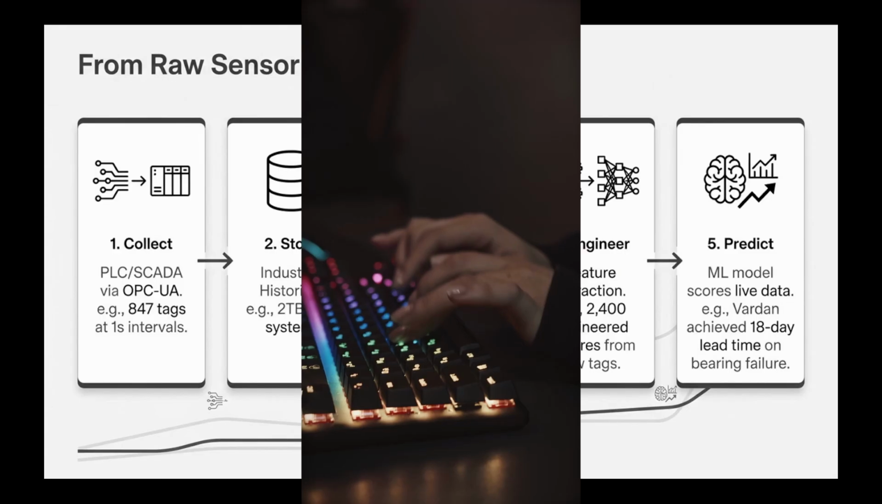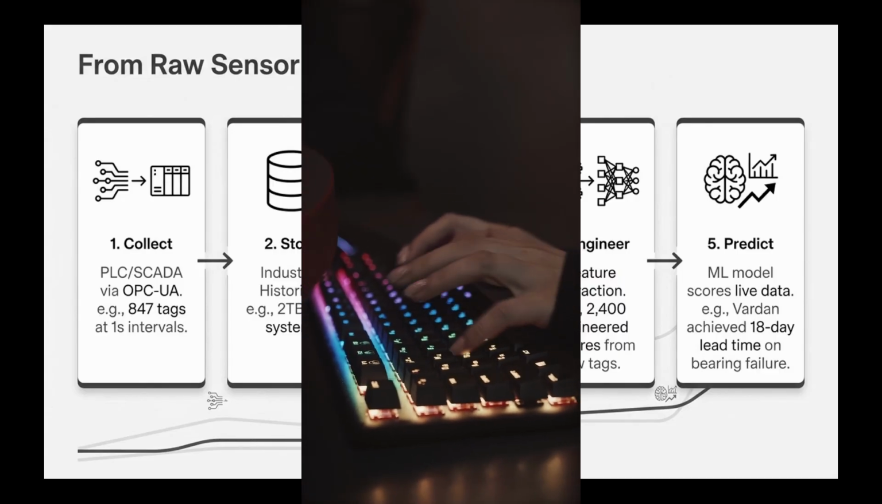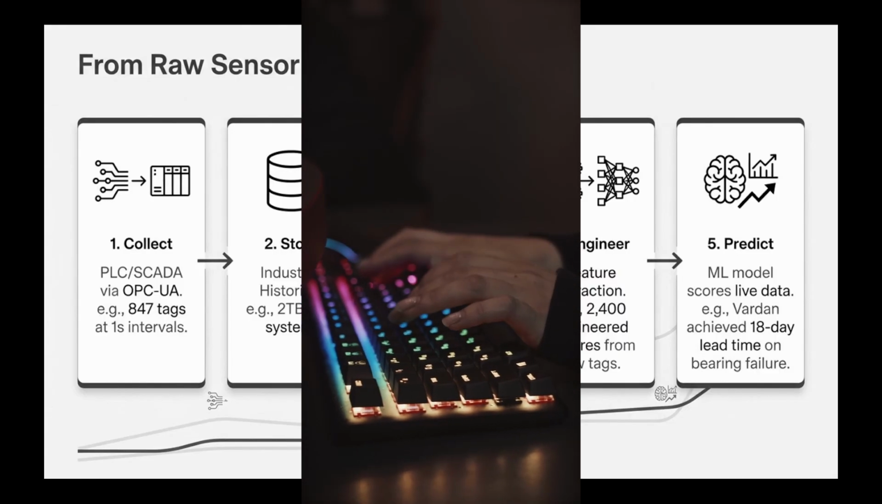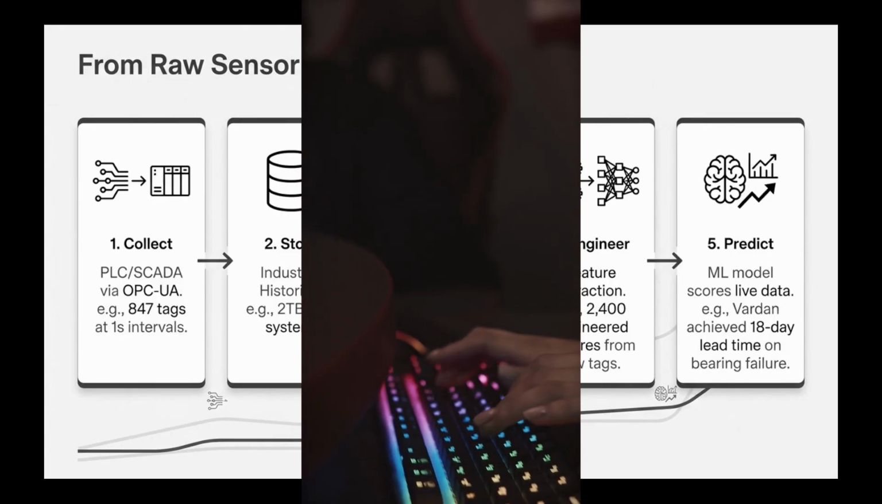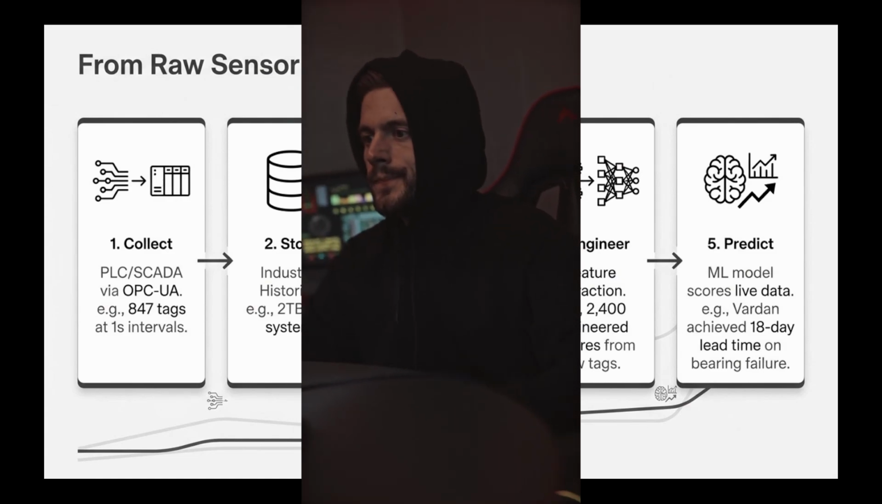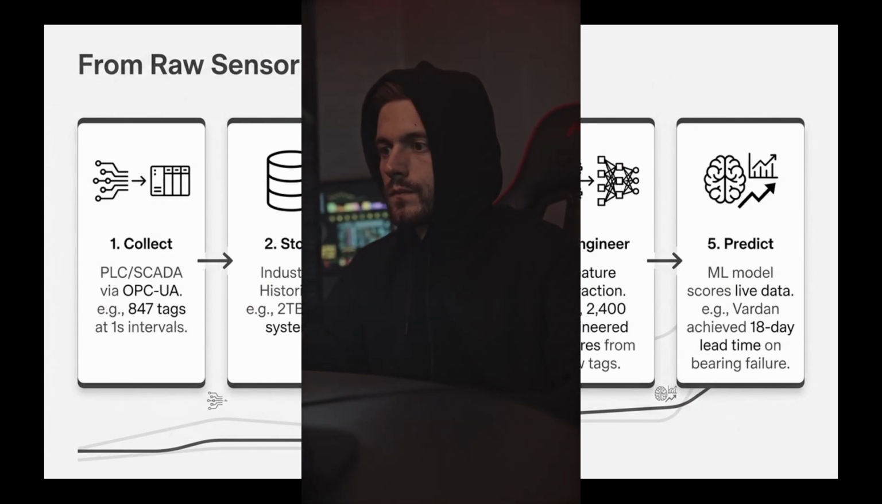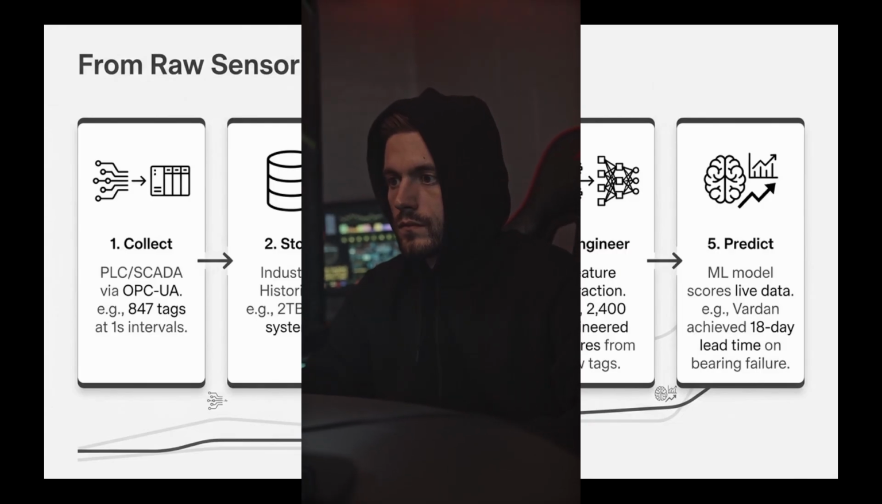Stage 2. All of that data goes into an industrial historian. It may be OSIsoft PI, InfluxDB, Azure Data Explorer, purpose built for high frequency industrial time series data. Vardhan had 3 years of data, approximately 2 terabytes, sitting in an existing PI historian. Already there, already captured, just not yet utilized intelligently.